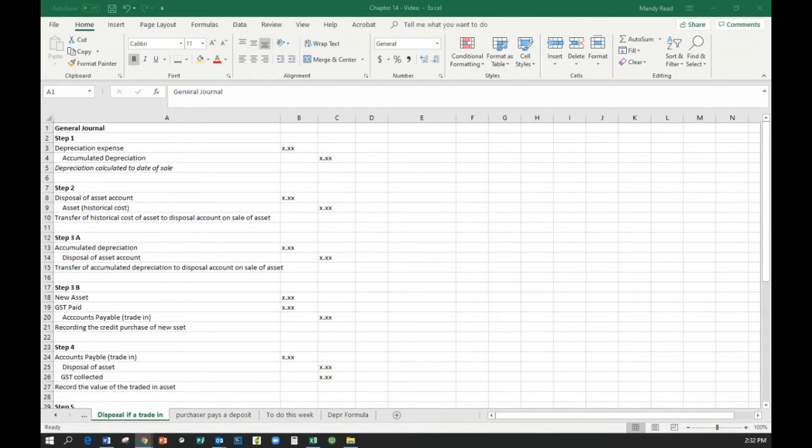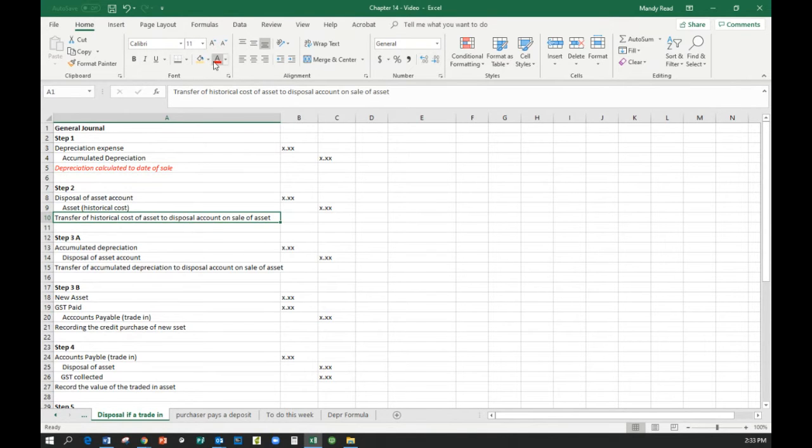In your books, there is an example at page 34, and I want you to work through this example. It's pretty self-explanatory in the book. So I'm going to explain it to you without the use of numbers initially. Step one is very important. It's exactly like just the sale of an asset for cash or on credit. You have to record the depreciation to the date of sale.